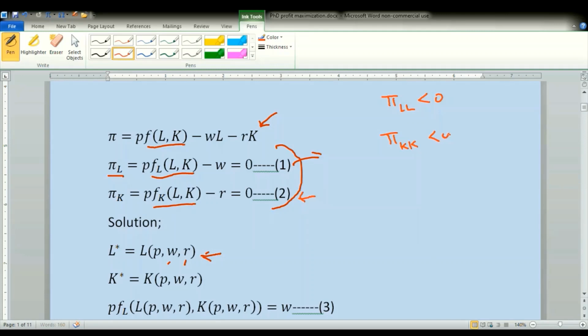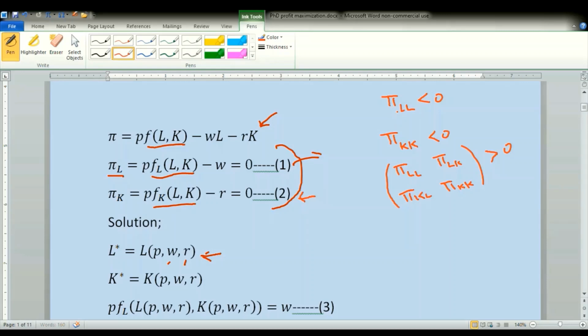and we also want that this determinant, pi LL, pi LK and pi KL, pi KK, should be greater than 0.